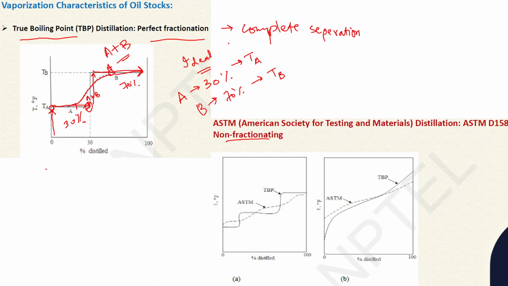A mixture of A and B, as I told you, is somehow coming out at some point of time. The mixture is escaping. So the ASTM method is a similar thing. We can see here, this is the TBP, true boiling point, where a clear cut is shown: the first cut will come out, and only after the exhaustion of the first cut will the second cut come out. But in the case of ASTM, we can see that a mixture of two cuts is coming out at some point of time.